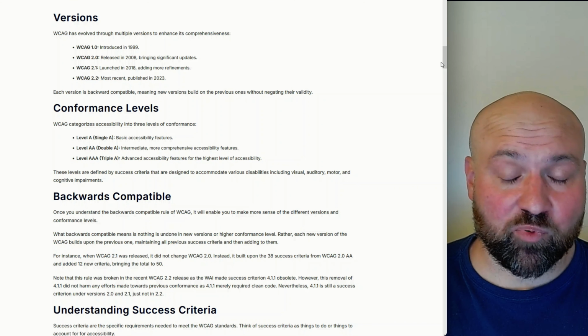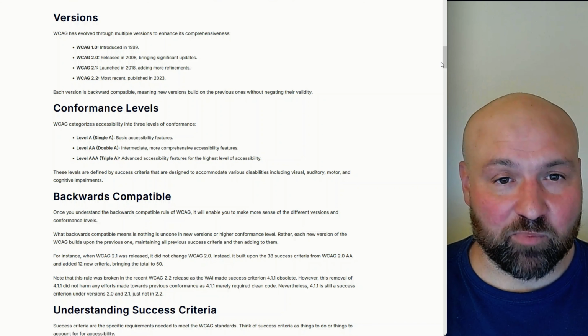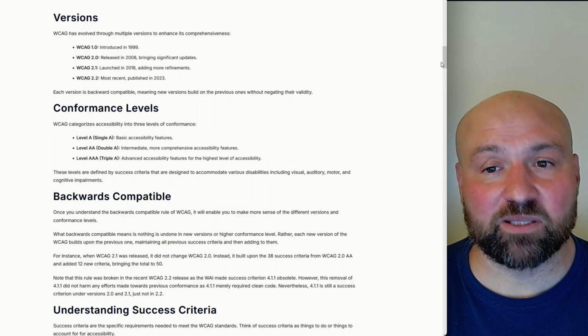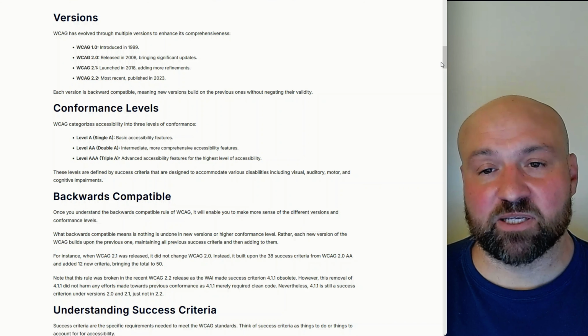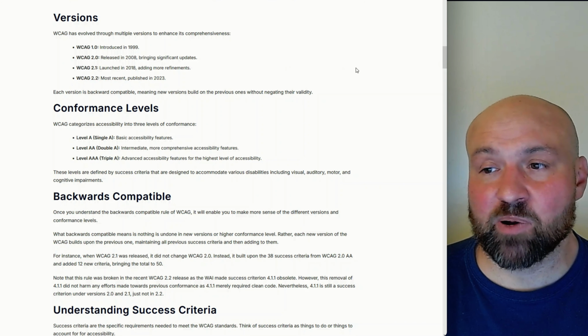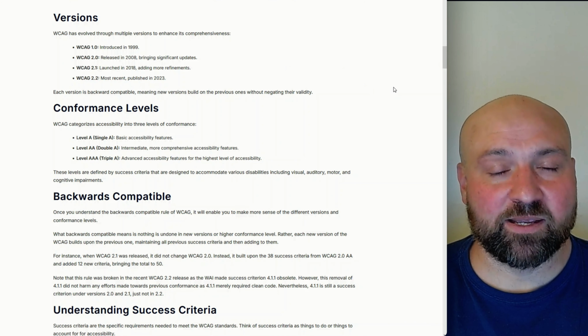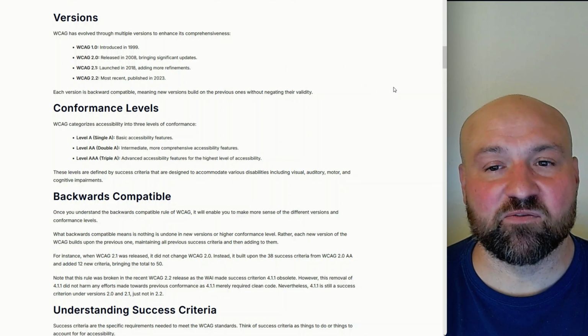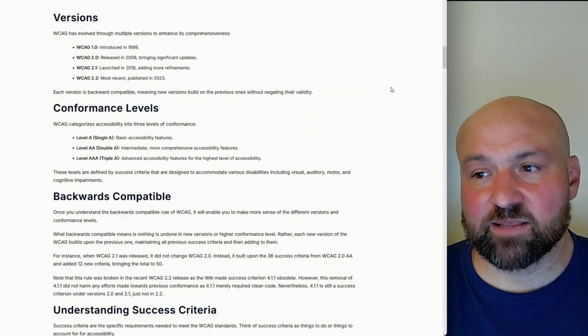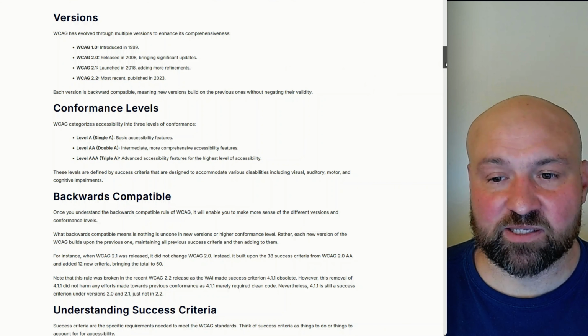If you want to go to 2.2, you certainly can, but for compliance, I haven't seen that formally incorporated or adopted anywhere. But it's very possible in the future, but right now, just know that 2.1 AA is going to give you a fair amount of work, and for compliance, that is the most commonly referenced standard.